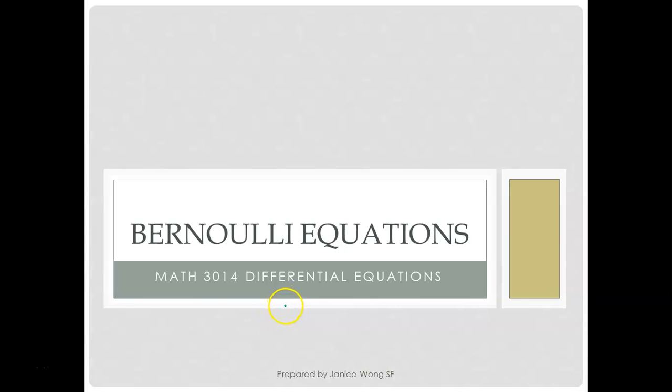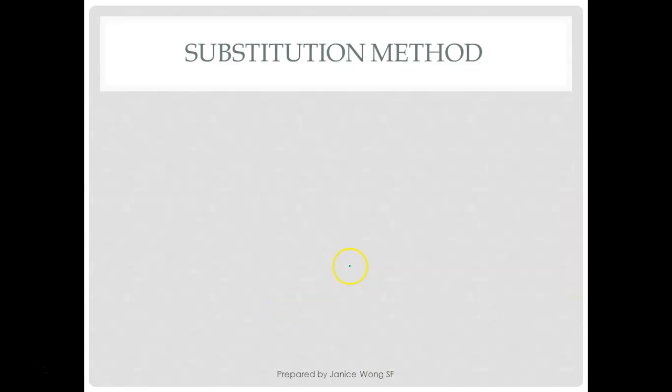Today we are going to learn about the way to solve Bernoulli equations. In the previous lesson, we talked about the substitution method. When we have a homogeneous equation, we can use the substitution method to solve it. What is a homogeneous equation?